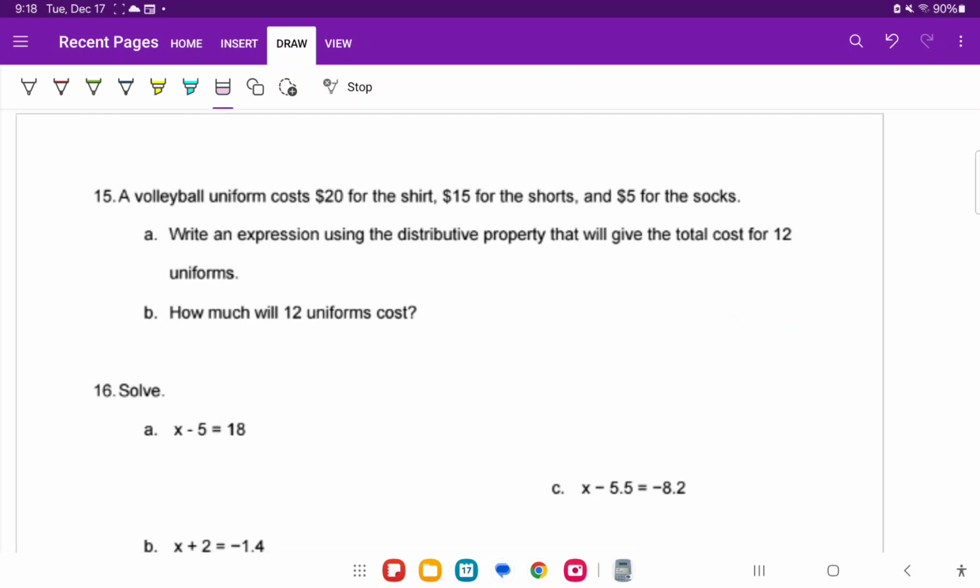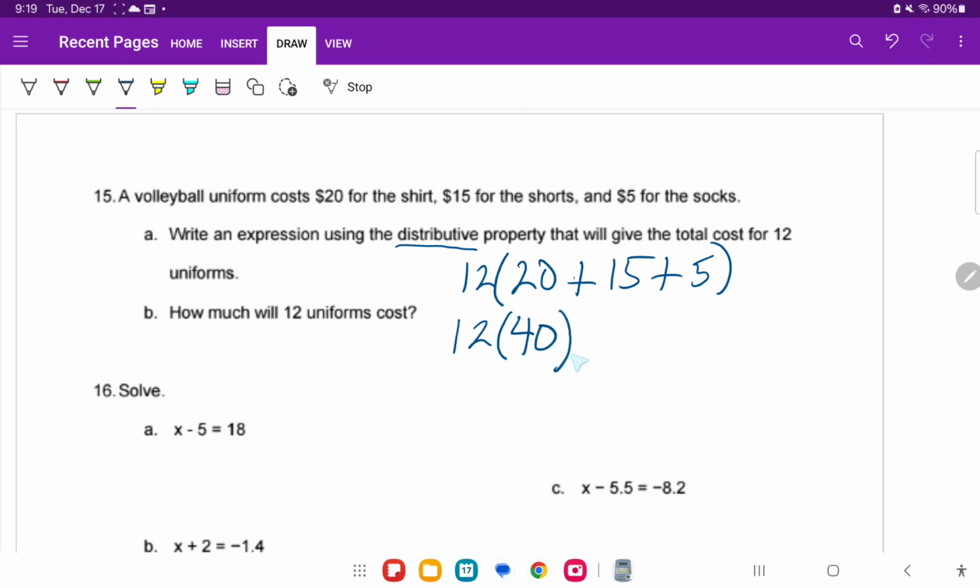So number 15, a volleyball uniform costs $20 for the shirt, $15 for the shorts, $5 for the socks. Write an expression using the distributive property that will give the total cost for 12 uniforms. All right, so it's going to be 12 times $20 for the shirt, plus $15 for the shorts, plus $5 for the socks. Okay, now then it says how much will 12 uniforms cost? So it's going to be 12 times, you add that up, you get 40, and that's going to be $480.